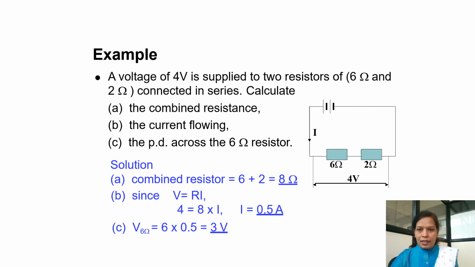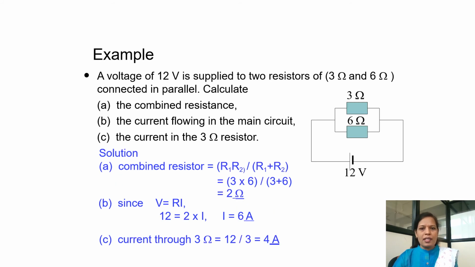Then one more thing they have asked to find out, that is the potential difference across the 6 ohm resistance. It can be found by using either the voltage divider rule or the simple rule, because there are only two components. Now the voltage across the 6 ohm resistance can be found by using Ohm's law, that is V is equal to I into R. We know the current flowing through the circuit is 0.5 ampere and the resistance is 6 ohm. Therefore according to Ohm's law, V is equal to IR. The voltage across the 6 ohm resistance will be 3 volt.